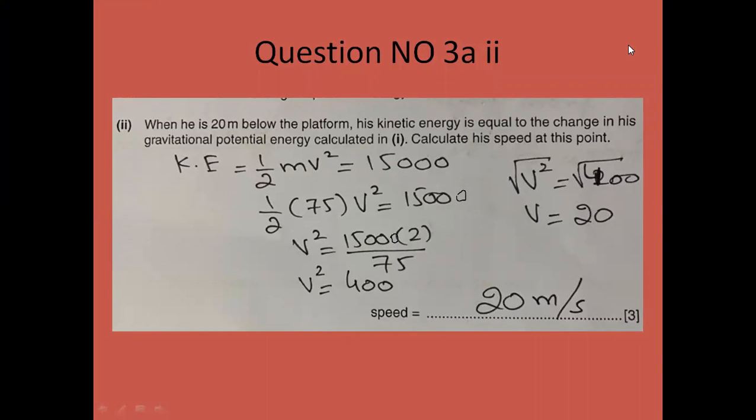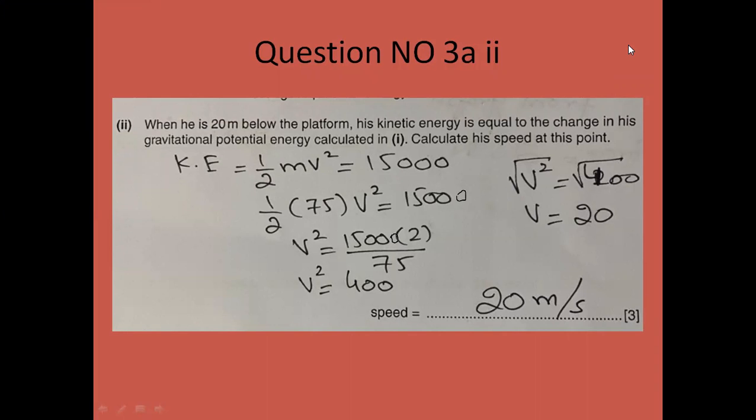We already know the loss in the gravitational potential energy was 15,000 joules. So the gain in the kinetic energy will also be 15,000 joules. The formula for the kinetic energy is 1 by 2 mv square. So 1 by 2 into 75, mass is 75 kg. V is the question, equals to 15,000.